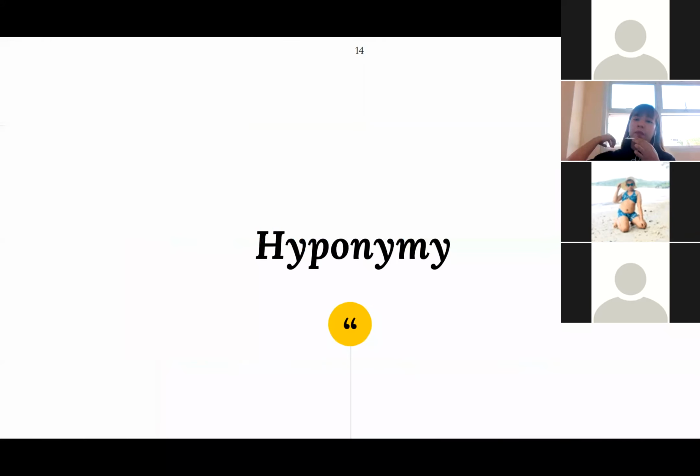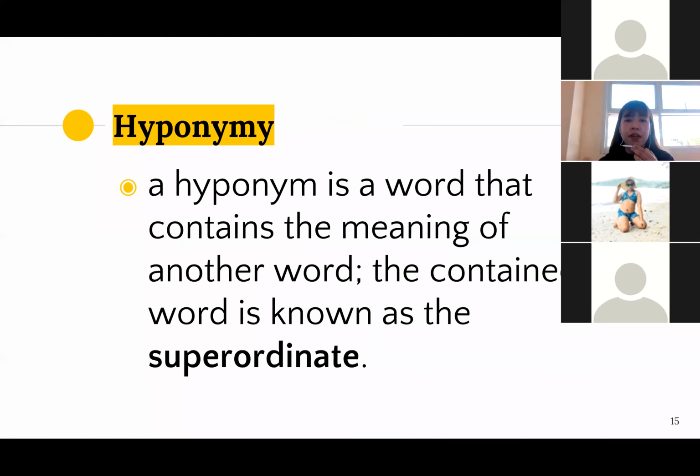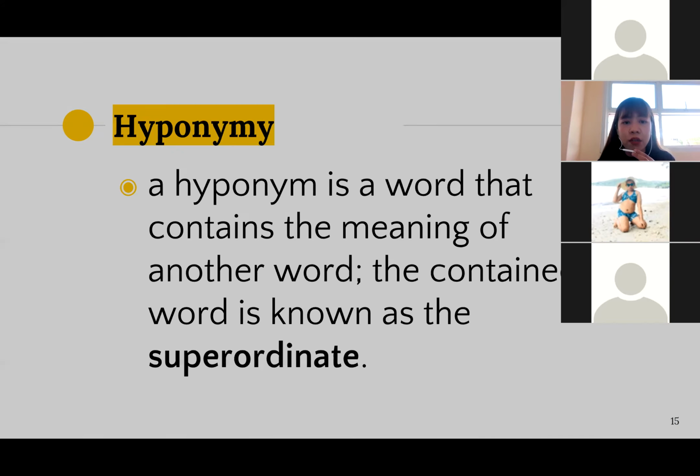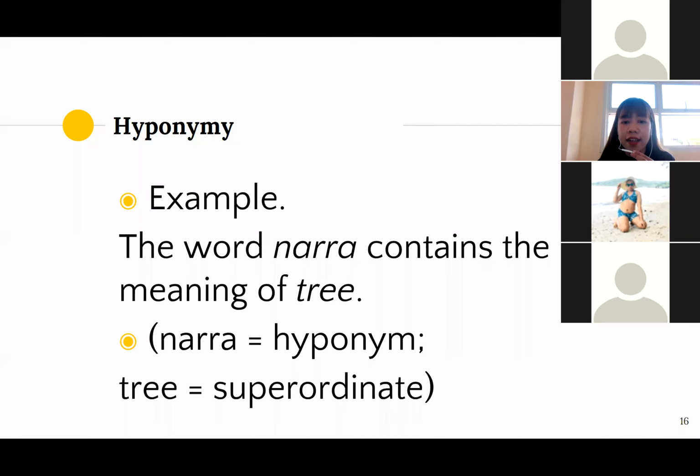Next, we have your hyponymy. Hyponymy naman, a hyponym is a word that contains the meaning of another word. And then the contained word in the hyponym is known as your superordinate. So to illustrate this better, we make use of the example Narra and tree. So the word Narra contains the meaning of the word tree. So in that sense, Narra is the hyponym, tree is the superordinate.